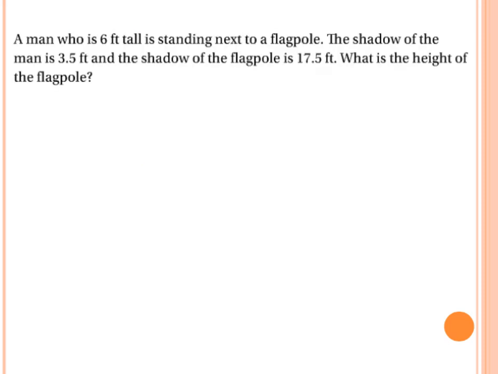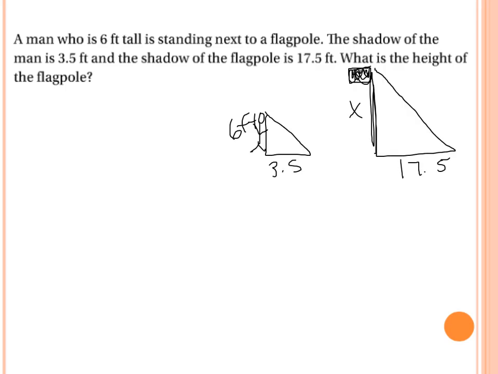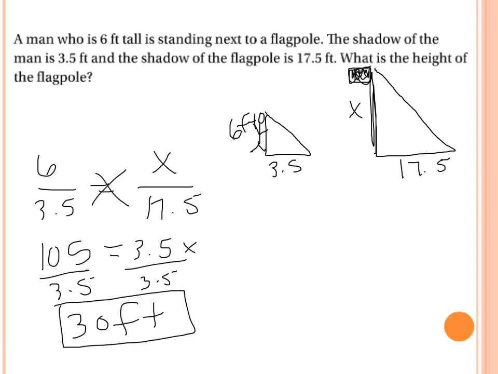Right now I want you to pause the video, read the problem, draw a picture by yourself, and try to solve the problem all by yourself and correct it with my work. So this is what your picture should look like. Now set up your proportion and solve. So you should have found that the height of the flagpole is 30 feet.